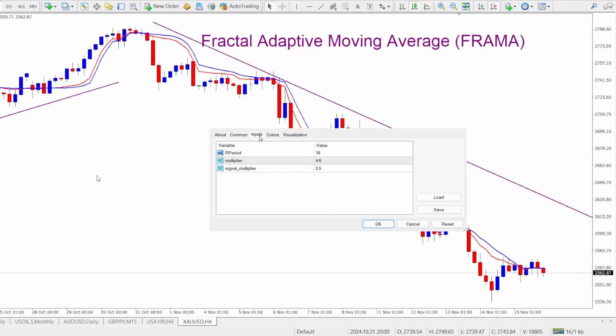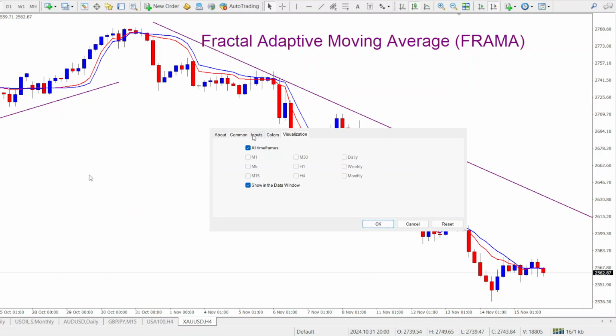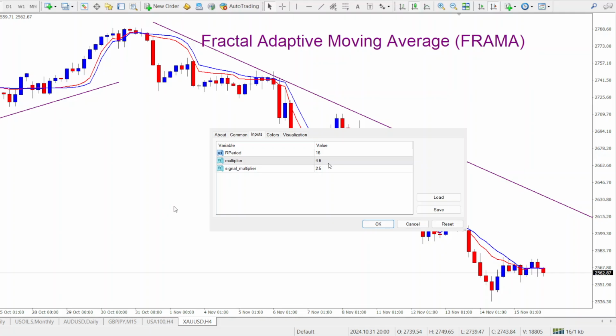Now let us briefly go to the inputs. For the indicator, we can see that it has a period of 16, a multiplier of 4.6, and a signal multiplier of 2.5. These are the default settings, but you can decide to modify these according to your taste, depending on your strategy. But I don't think it is necessary to modify this.